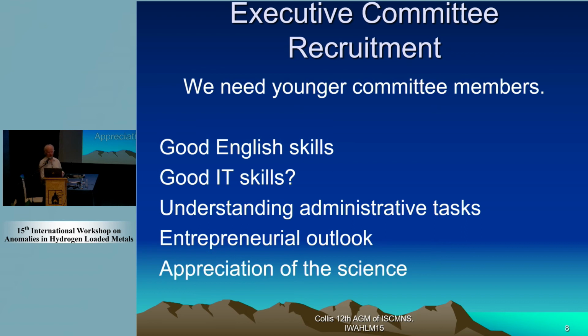One of the objectives of the society is to involve people. We will be interested in recruiting younger people who have good English skills, maybe good IT skills for certain tasks. They understand something about administration. They have, let's say, an entrepreneurial outlook. So someone who is self-employed, for example, would be a suitable person. And you need an appreciation of the science, even if you're not actually a scientist. So if you fancy stepping up to do some voluntary work, we'd like to hear from you.